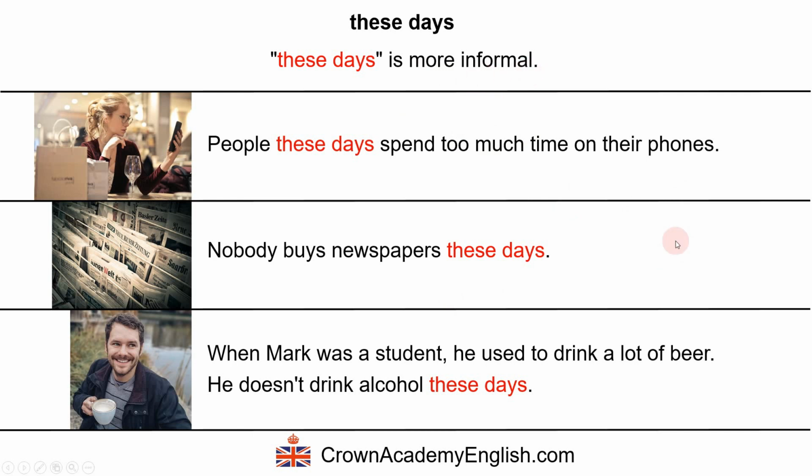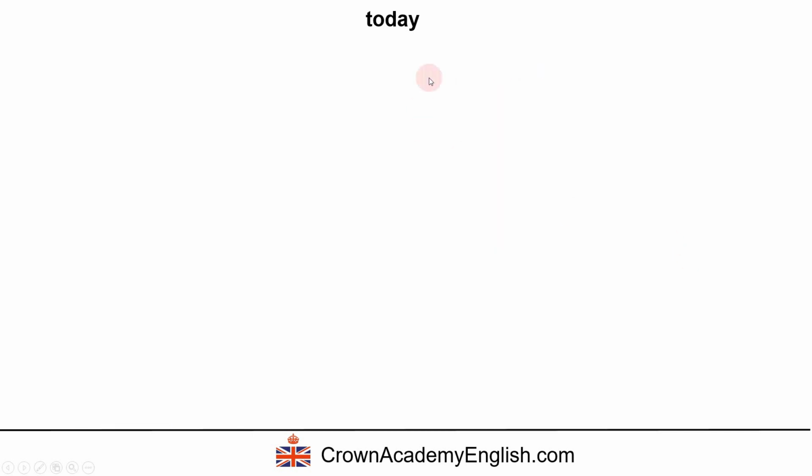Okay? Let's now look at the word today. Now this is slightly different. We use today when we need to use a possessive. So if we need to use a possessive, then we have no choice. We must use the word today. Now let me give you an example to show you what I mean.